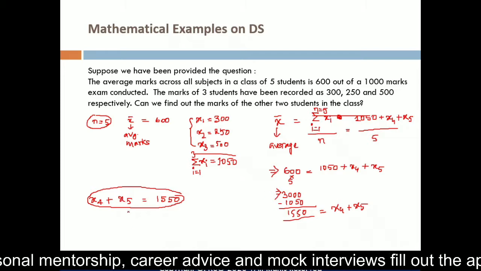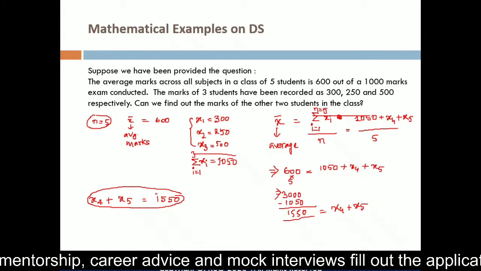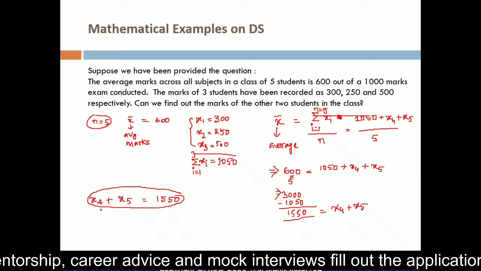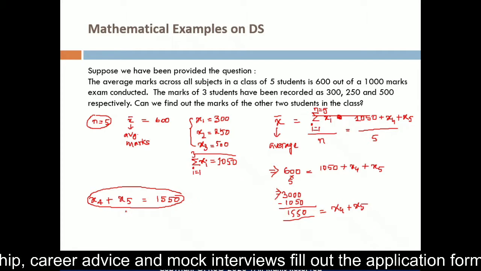However, if we were asked to individually find out the marks, that wouldn't have been possible because we just are looking at one particular equation and we are having two unknowns, and we wouldn't be able to solve that.